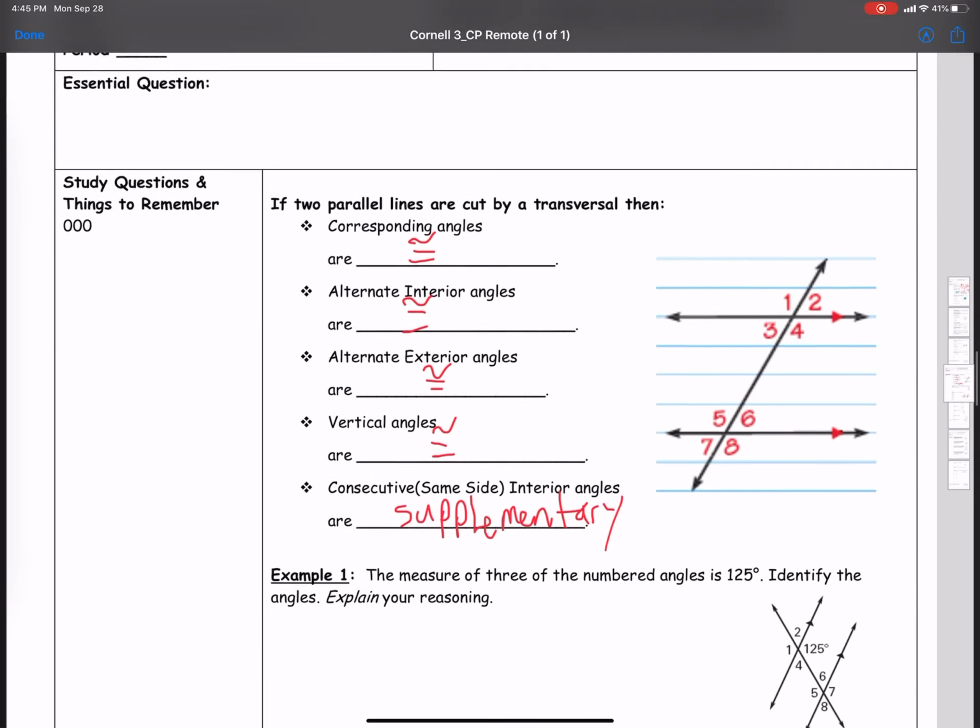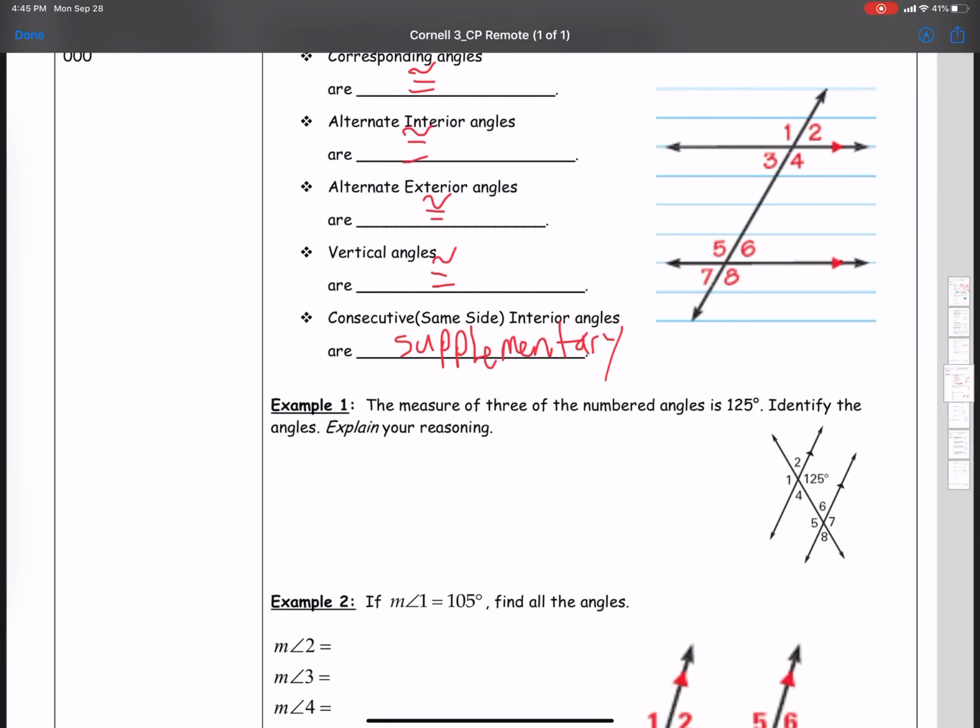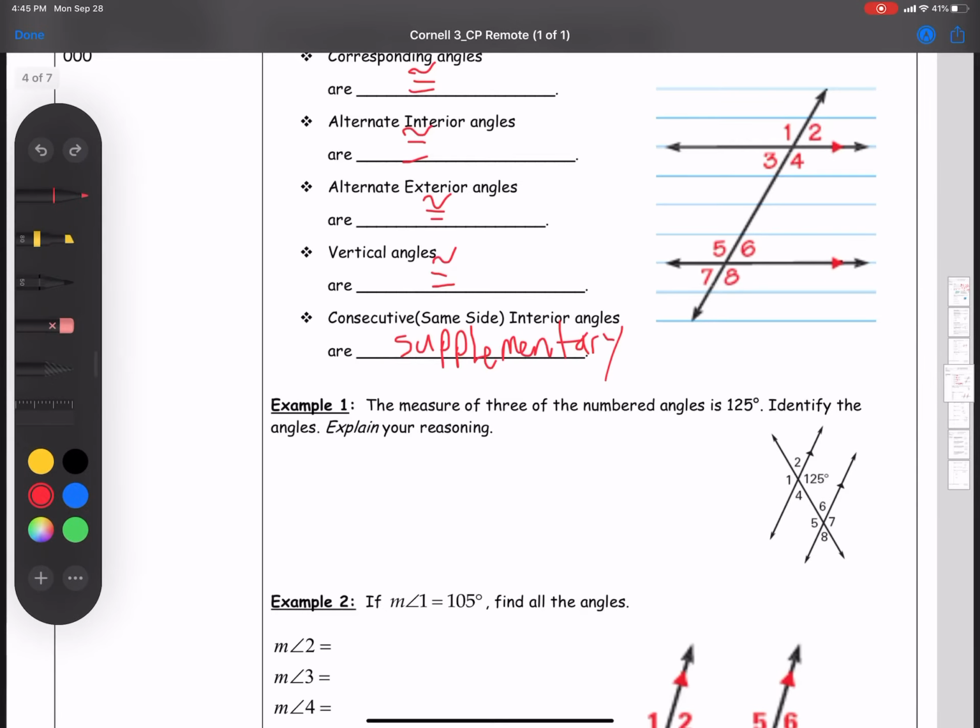So here we go. The measure of three of the numbered angles is 125 degrees. Identify the angles. Explain your reasoning. Well, look. This angle right here is 125. We learned that alternate interior angles are congruent. So angle 5 is also going to be equal to 125. Why? Because those are alternate interior angles.